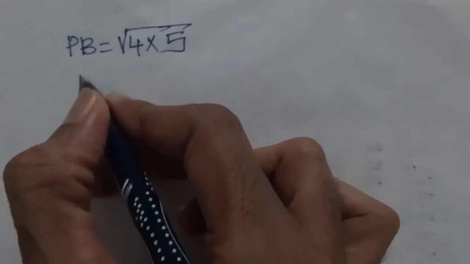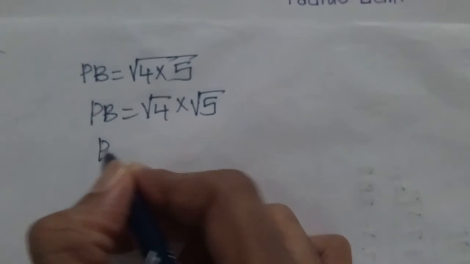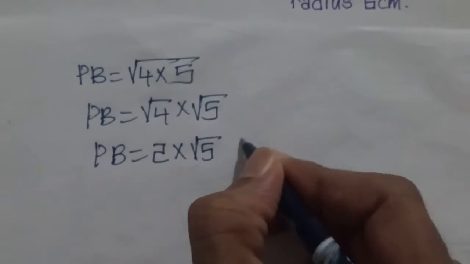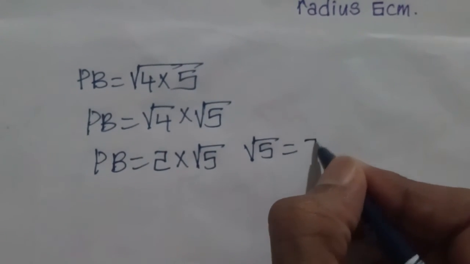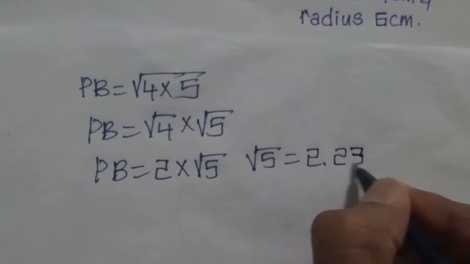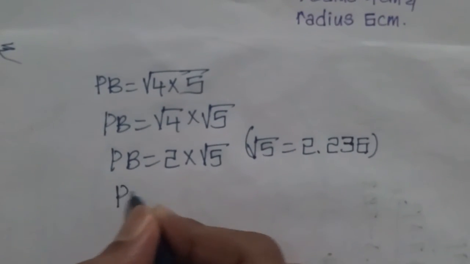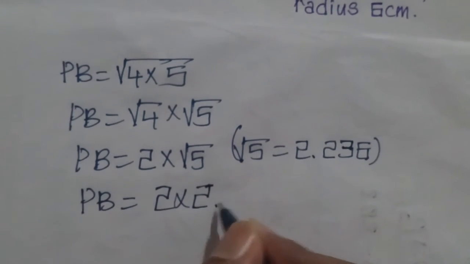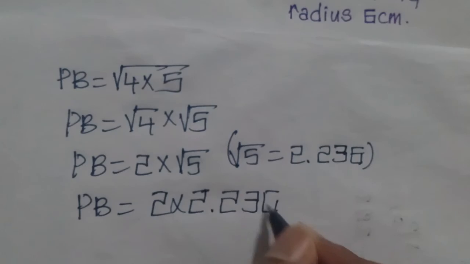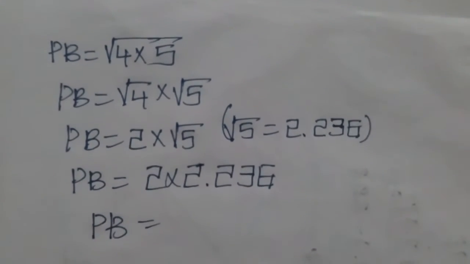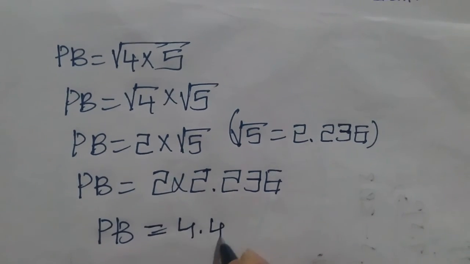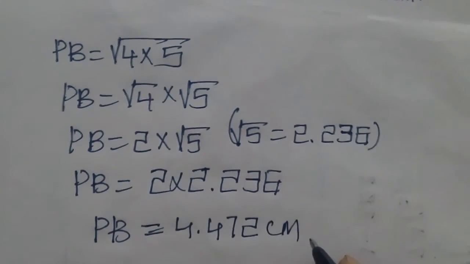PB is equal to 2 into root 5, since square root of 4 is 2 and root 5 is 2.236. Now PB is equal to 2 into 2.236. Multiplying these two, PB is equal to 4.472 centimeters. Hence we proved.